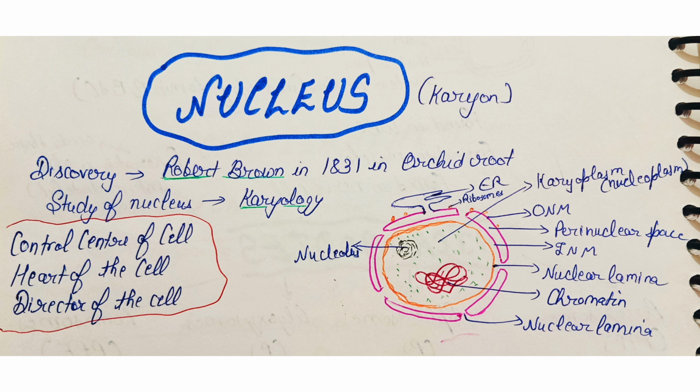The nucleus, also known as karyon, was discovered by Robert Brown in the orchid root. Study of the nucleus is known as karyology. This karyon word is used for the nucleus and the terminology related to the nucleus. The nucleus is the control center of the cell, also known as the heart of the cell, and is the director of the cell. Hammerling performed the experiment on the nucleus by using the species of the green algae Acetabularia and concluded that the nucleus contains the chromosome and genes, so it is the controlling center of the cell.